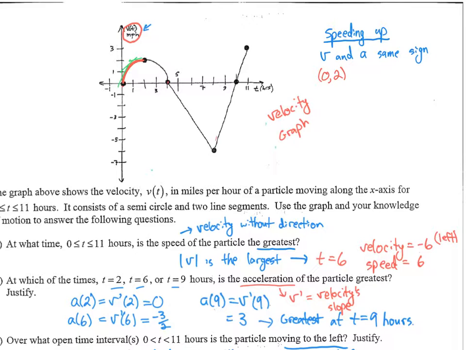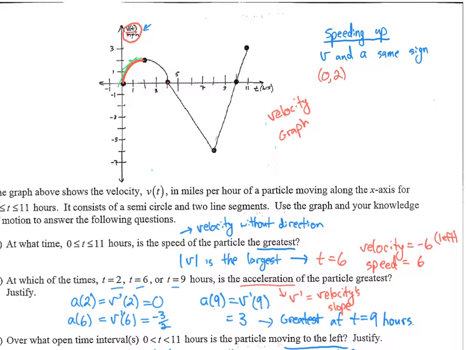Going on the next interval from 2 to 4, I see that the velocity is positive still. The velocity is positive because this graph, which is a velocity graph, is above the x-axis. But the slope of this graph is negative, so that means the acceleration is negative. So this would not be an interval where the particle is speeding up. That would be one where it's slowing down.